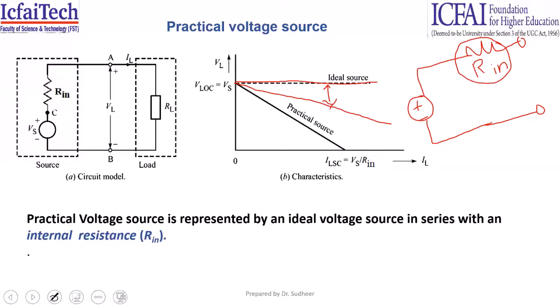So to make a practical voltage source very similar to an ideal voltage source, the internal resistance should be as minimum as possible. We have to model a voltage source. Definitely a voltage source will have internal resistance. We should ensure that the internal resistance is very small so that less power is wasted in the internal resistance. So how do we represent a practical voltage source? Draw an ideal voltage source, and in series, connect one small internal resistance.